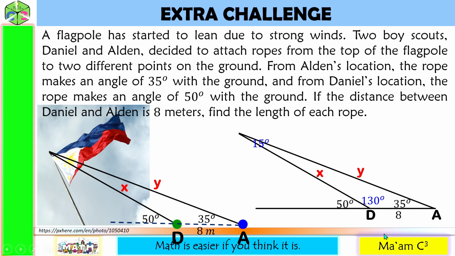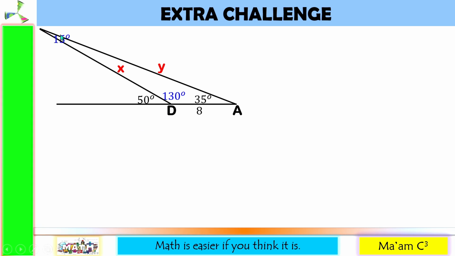Let us continue. Let me solve first the length of Alden's rope, which is length y. So I'm going to use y and the opposite angle, which is 130 degrees, and then also 8 and its opposite angle, which is 15 degrees. So only y is missing. I can make use of sine law. y over sine 130 degrees is equal to 8 over sine 15 degrees.